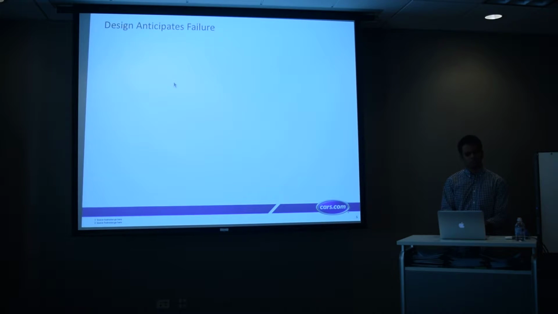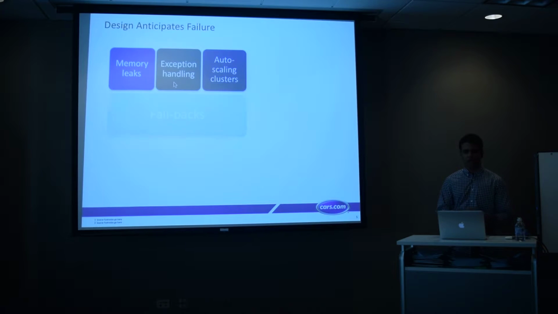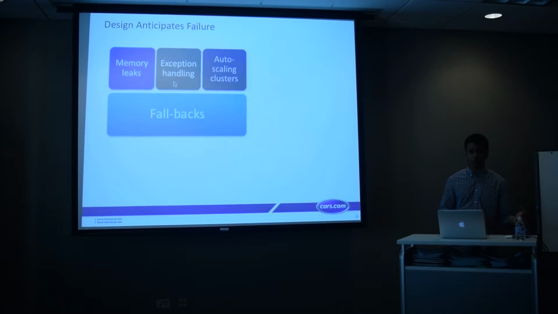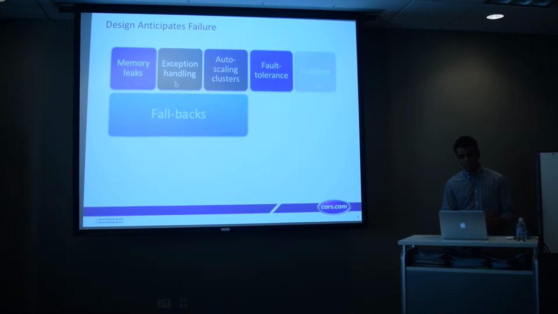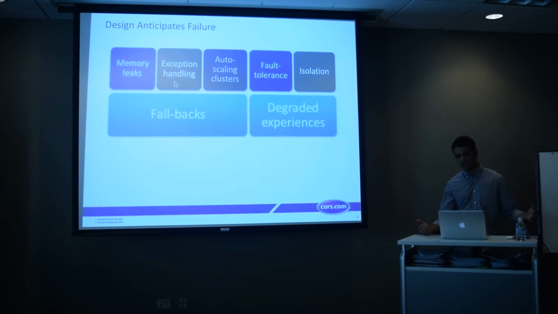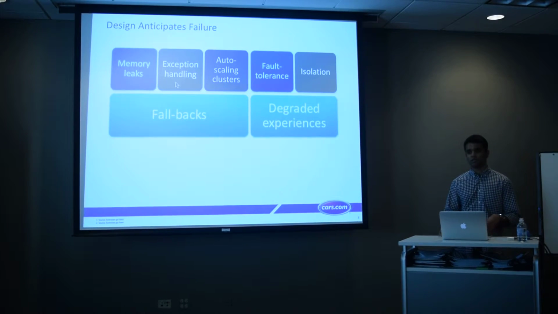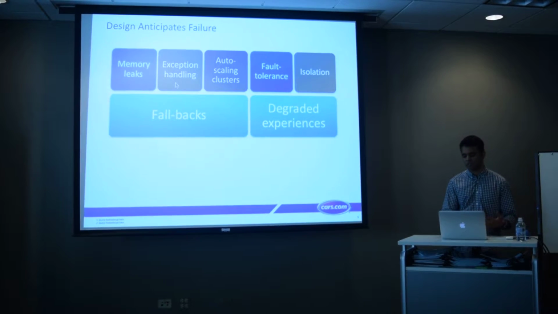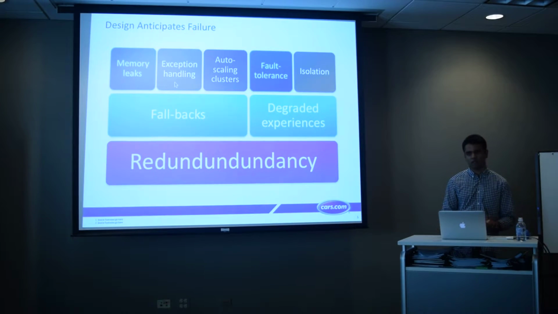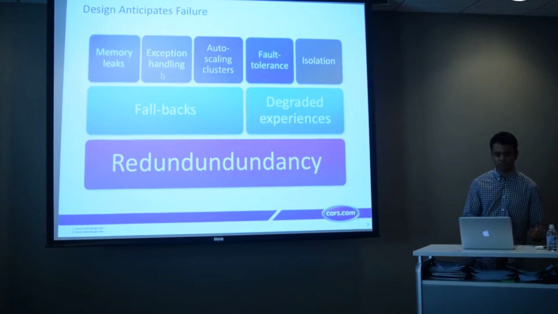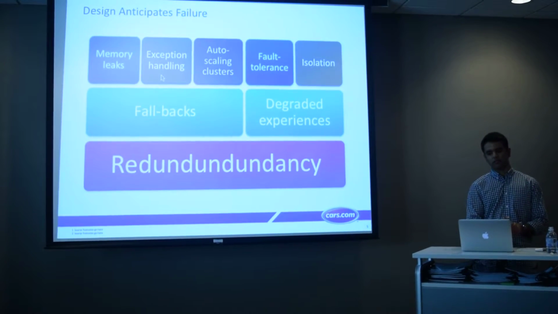And the traditional approach to that has primarily been to handle it bottom up. So handle your memory leaks, handle your exceptions, have auto-scaling clusters, have fallbacks, and perhaps fallback to fallbacks. Make stuff that's fault tolerant, that's isolated, and prevent users from getting degraded experiences, because that's probably the worst thing that you can give to your clients, which is a bad experience. And above all, just redundancies everywhere, because fallbacks can fail. Your isolated instances could potentially not be isolated.